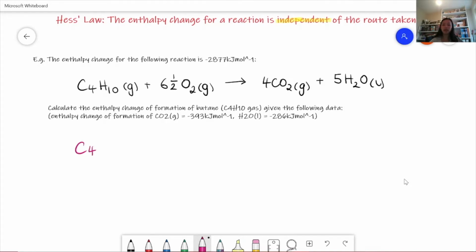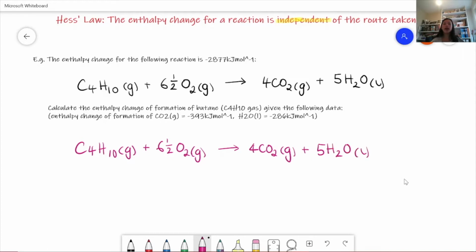So we have C4H10 gas plus 6.5 oxygens, and this forms 4 carbon dioxides and 5 waters. Now we can already see that this is an enthalpy change of combustion, because 1 mole of a fuel is being completely burned in oxygen to form carbon dioxide and water. But that's just extra information, so we don't actually need to think of that.